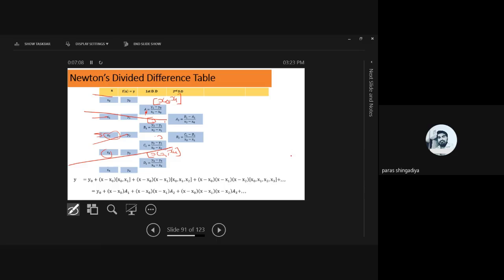Here I use the notations a2 and b2, but what is the actual notation? It is the difference over three values of x, x0 to x2, so it is called the bracket x0, x1, x2. B2 is known as the bracket x1, x2, x3, the difference of x1 to x3. Then the third one, let us say c2, is equal to d1 minus c1 divided by x4 minus x2.